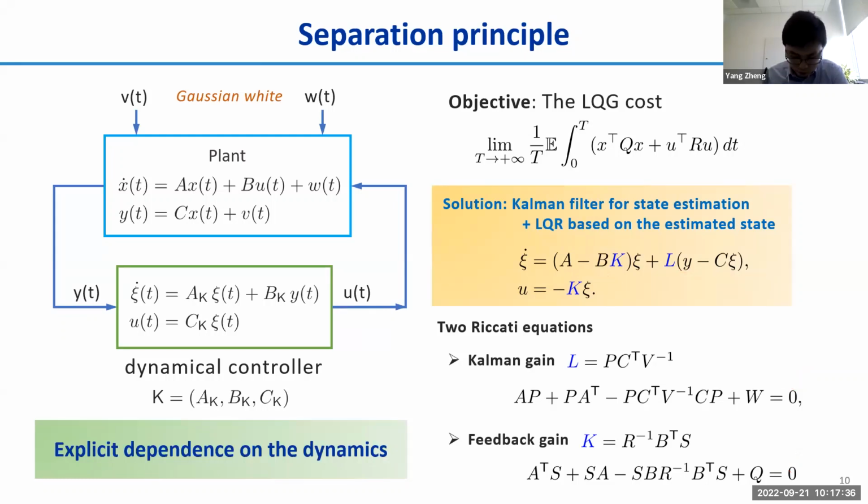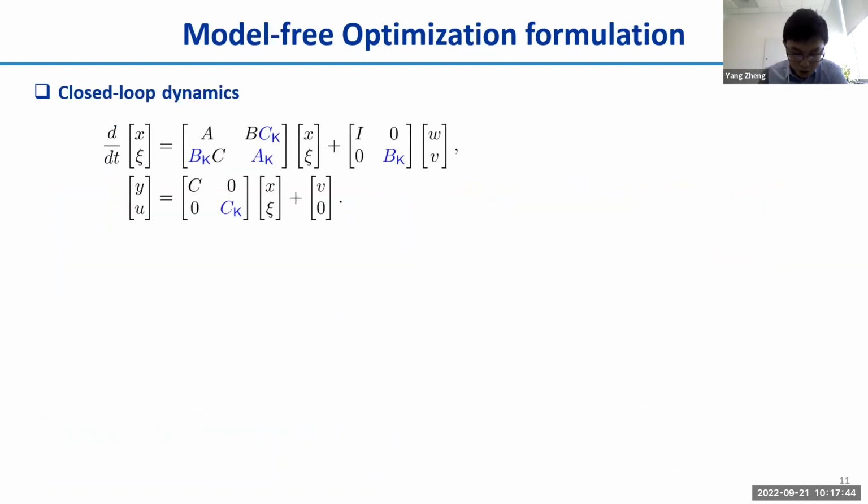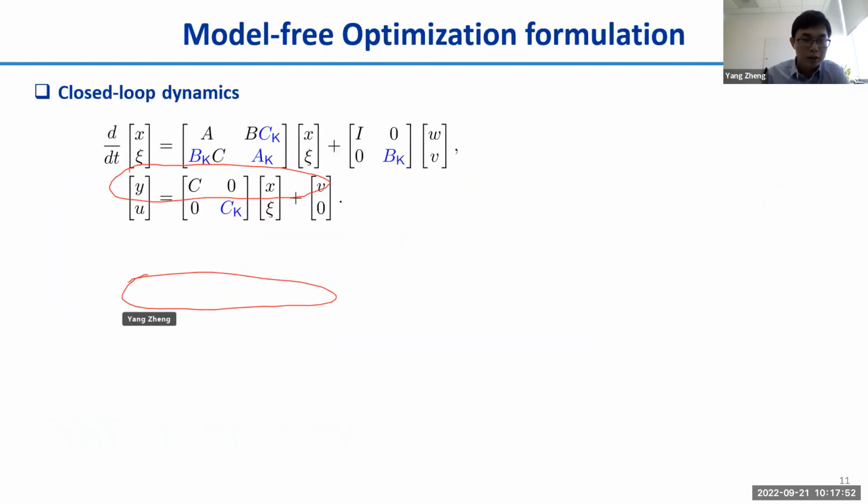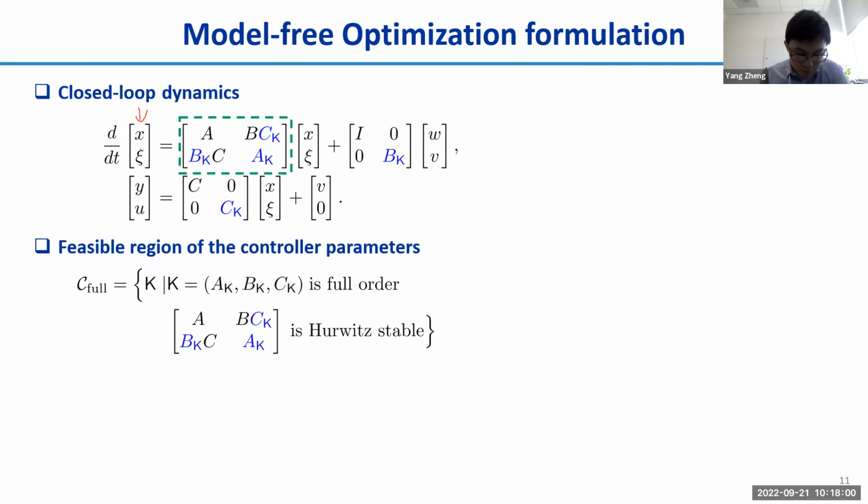And in this talk, I'm going to focus on the model-free setting. So I don't know this A, B, C, and I'm going to focus on a model-free formulation. So basically, what I will do is combine these two dynamics into one equation, put them together, then you will have this dynamic evolution. And then we consider the feasible region of the control parameter to be the case where this matrix is stable. Basically, you want to make sure all the states converge to 0 or converge to the equilibrium point. Otherwise, your system will blow up and your cost will be infinite.